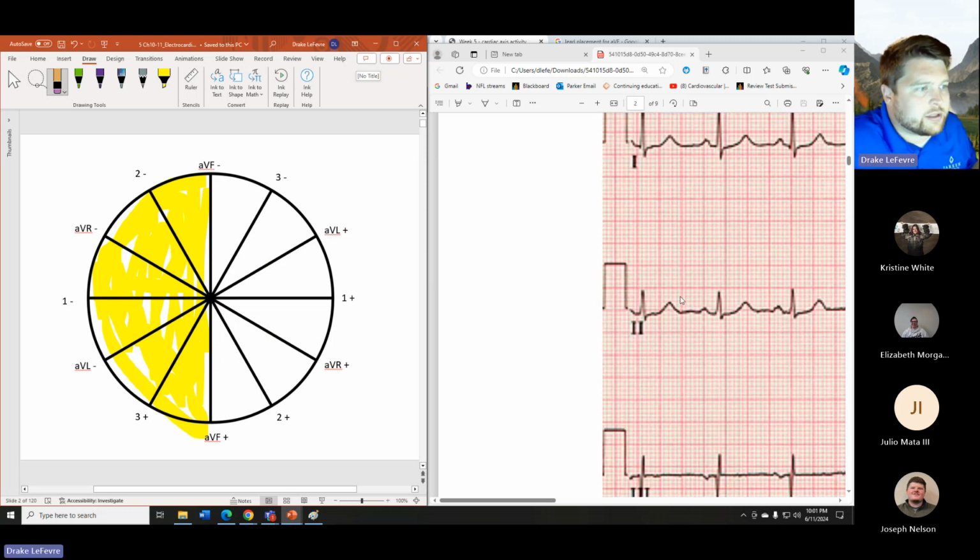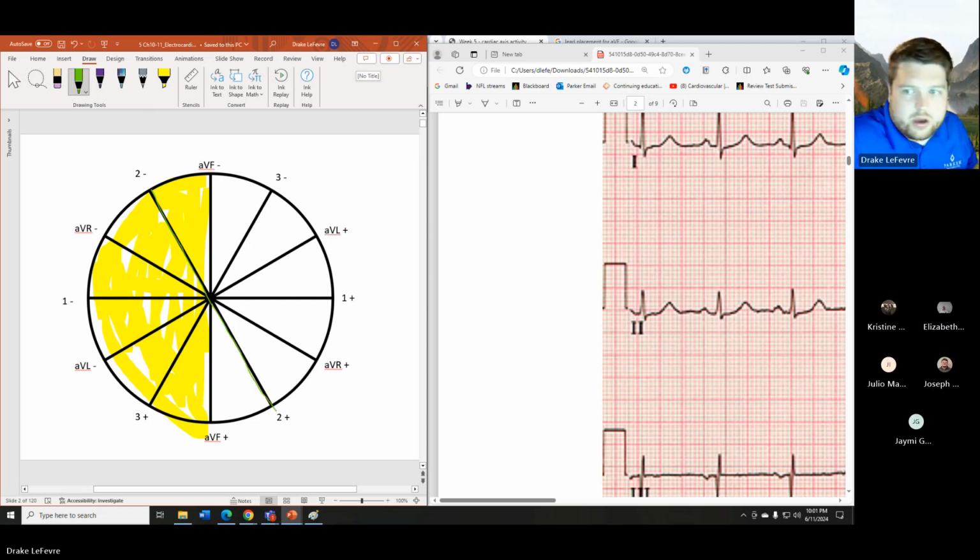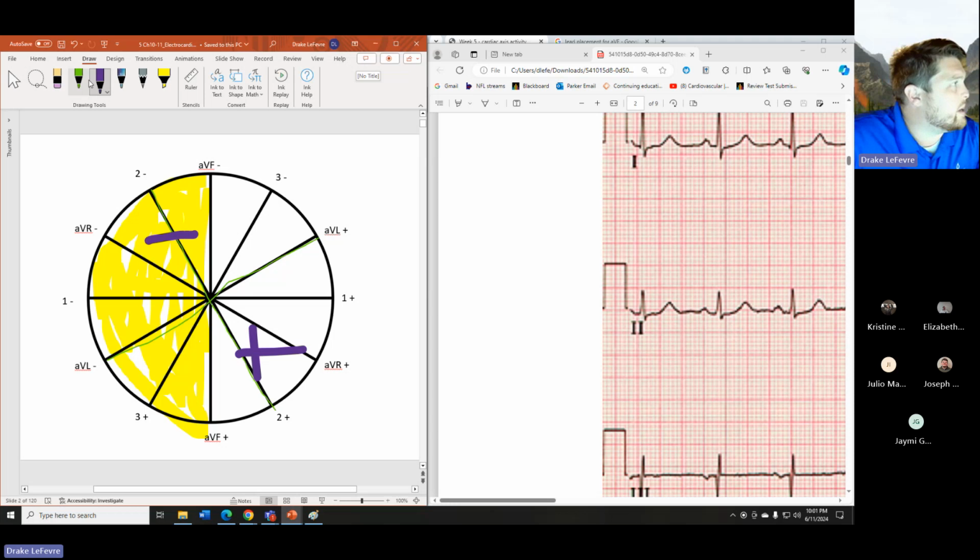So lead 2. Let's look at lead 2. Lead 2 is right here. We find the perpendicular line to lead 2, which is this line right here. Then we look, okay, sweet. This is positive, because that's towards the positive side. This is negative. Is lead 2, the QRS complex, overall positive or negative? Positive again.